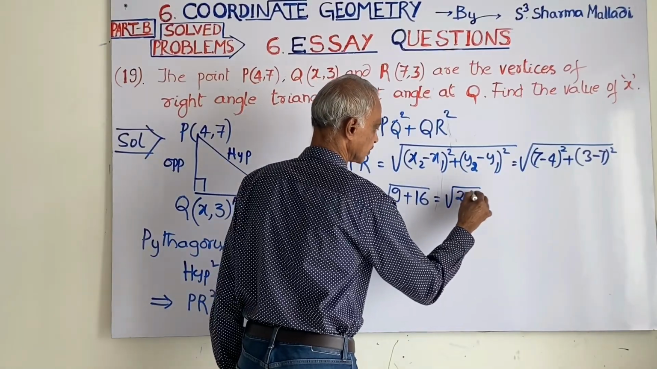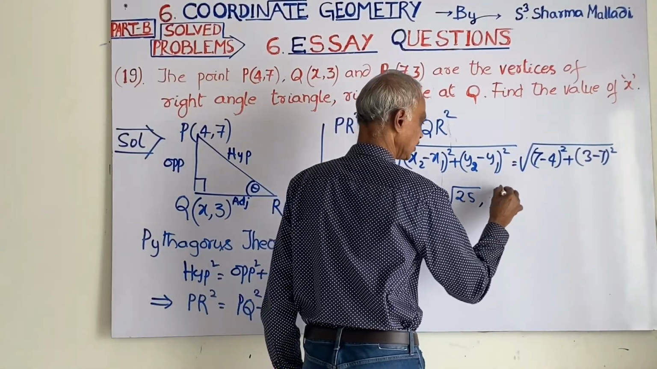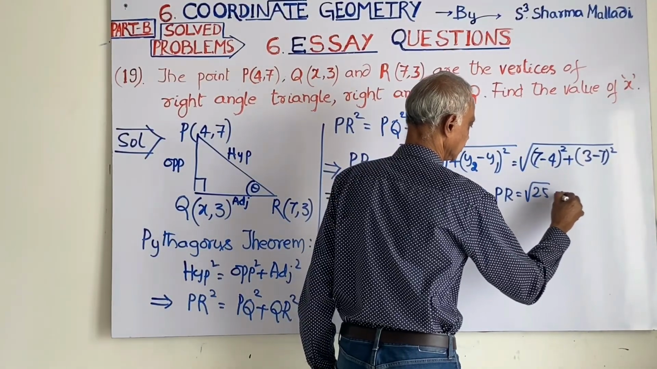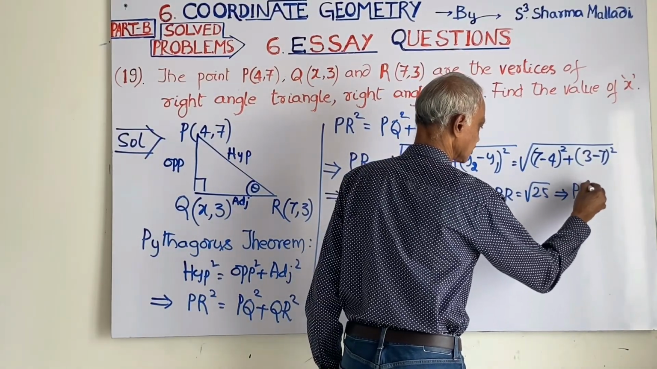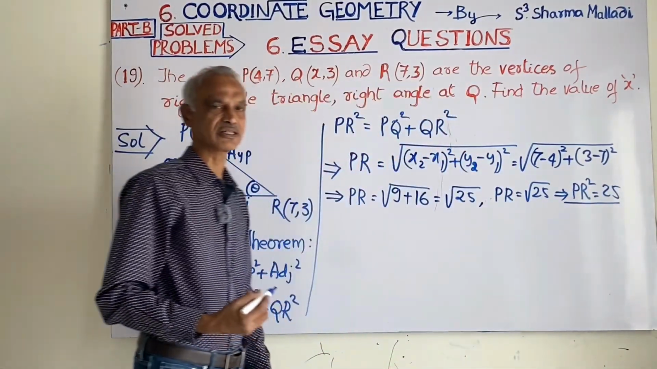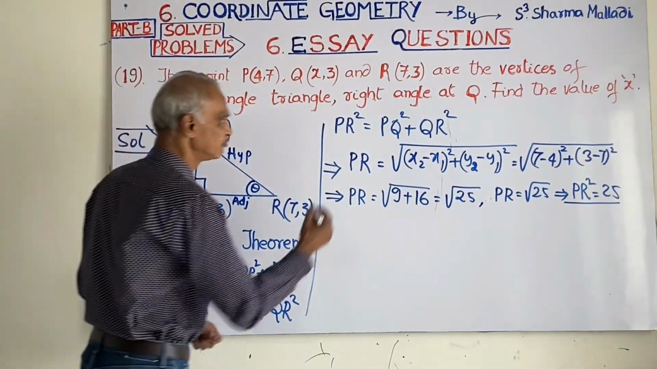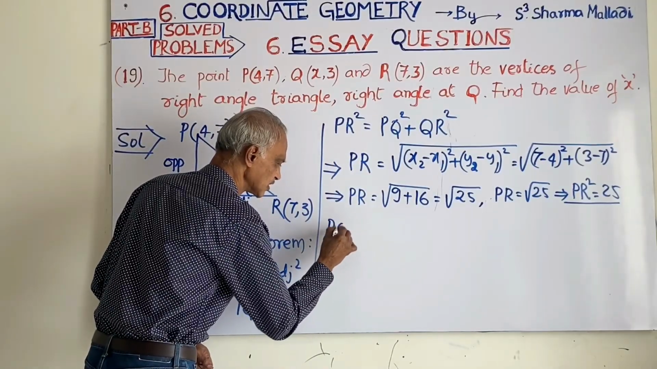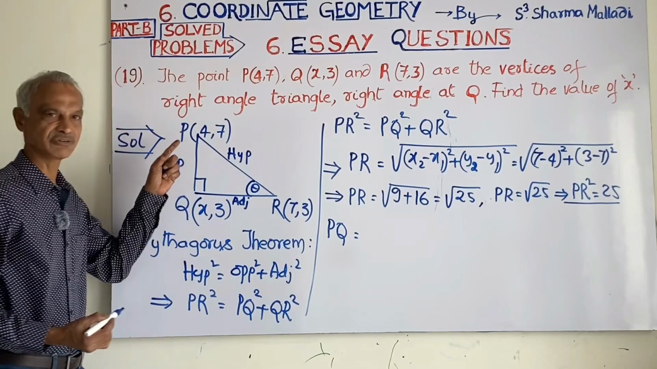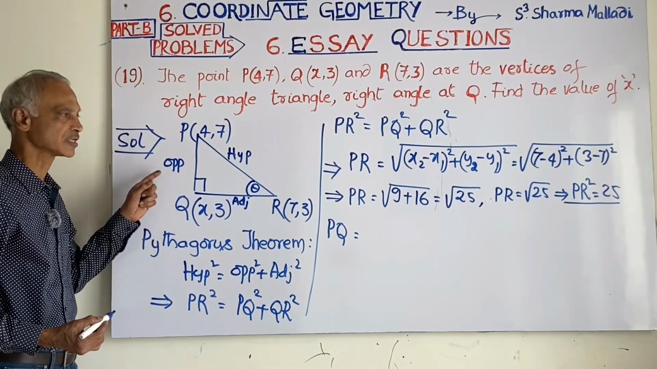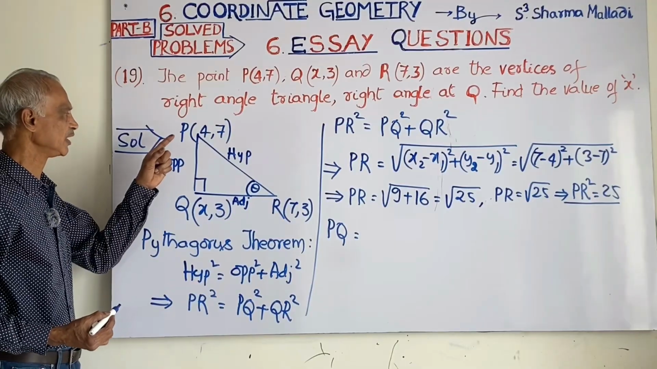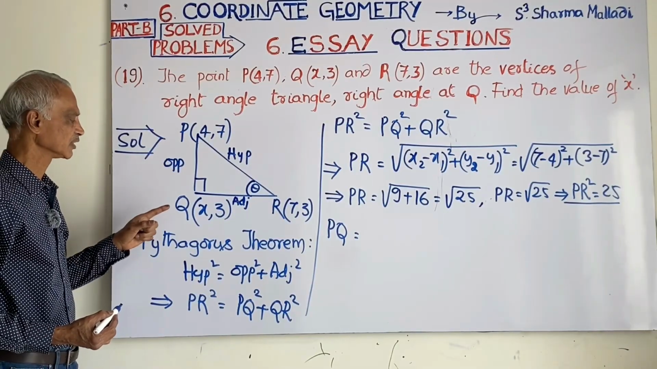9 plus 16, 25, is equal to PR square, so PR is equal to root 25. Then PR square is equal to 25. Now we will find out PQ square. First we will find out PQ, the distance between P and Q. This is the opposite side, and this is the hypotenuse. Now we will find out the distance between P and Q.